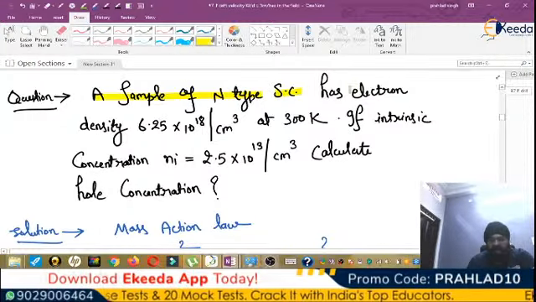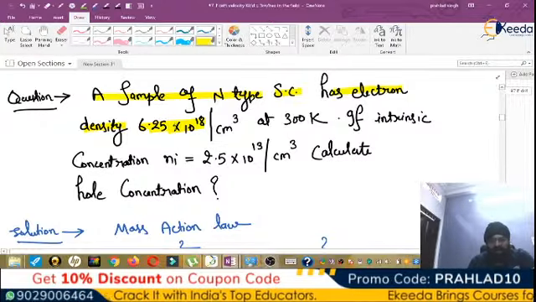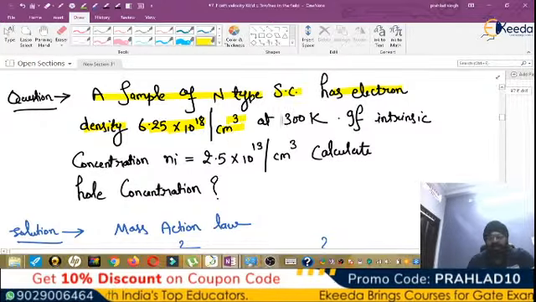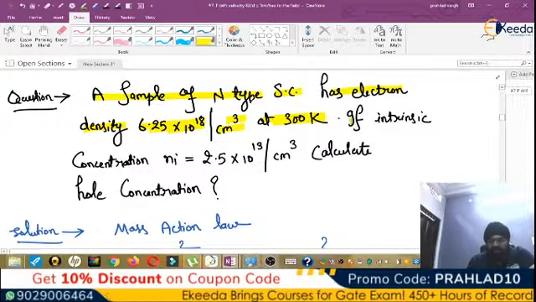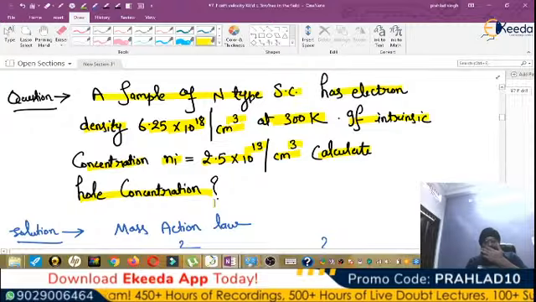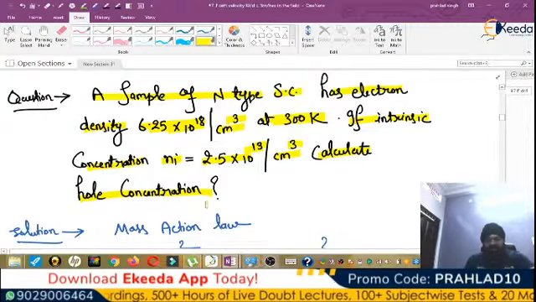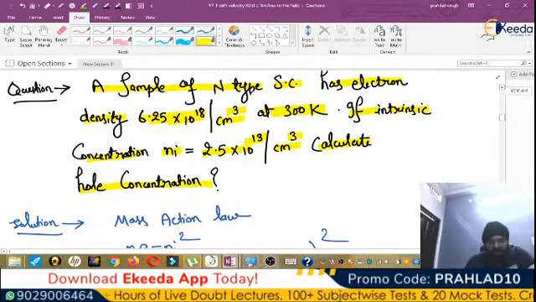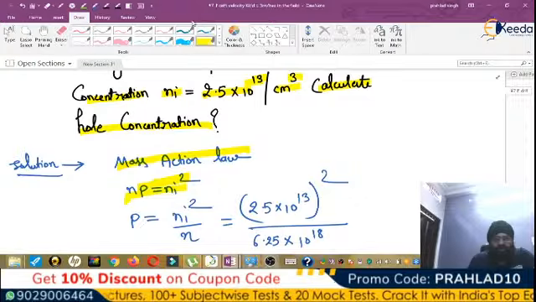A sample of n-type semiconductor has electron density of 6.25 into 10 to the power 18 per centimeter cube at 300 Kelvin. If intrinsic concentration Ni is 2.5 into 10 to the power 13 per centimeter cube, then calculate hole concentration. So this question is based on the mass action law, which is np equal to Ni square.